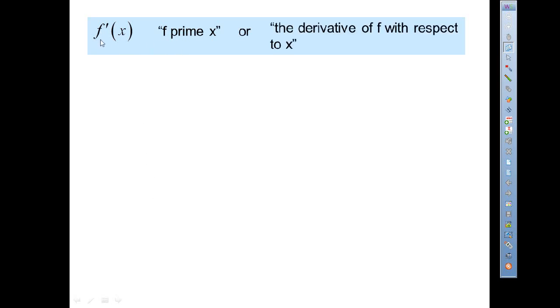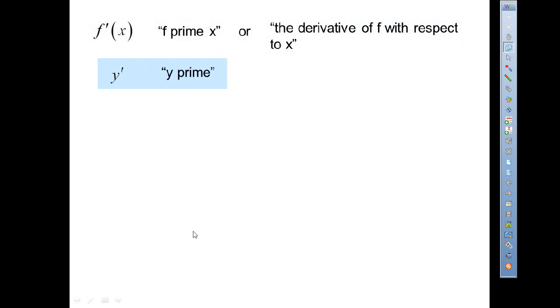So we can read it as f prime of x, f prime x, or the derivative of f with respect to x. Now our second notation is just y prime in place of f. Instead of using function notation, we use y, and that will be read y prime, or the derivative of y.